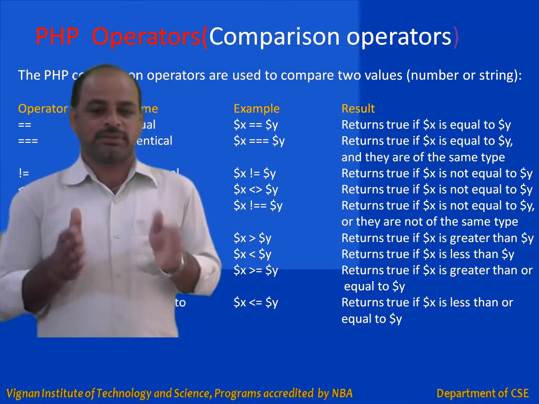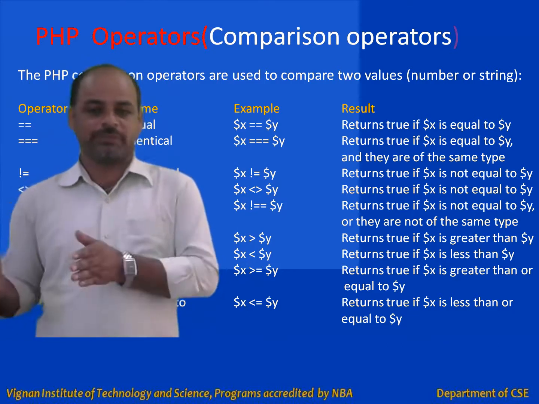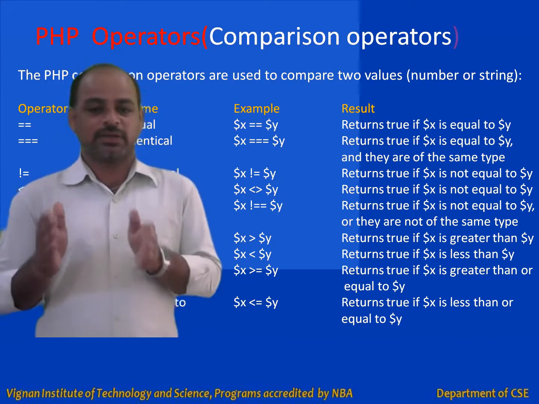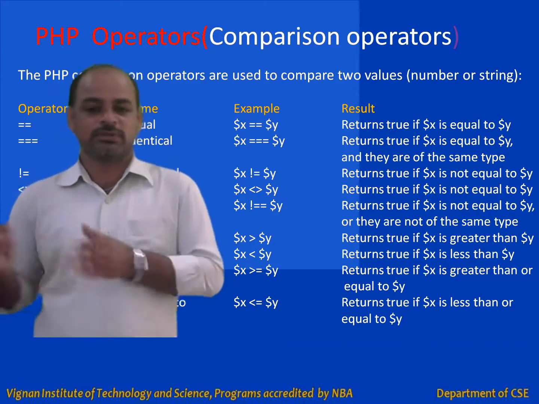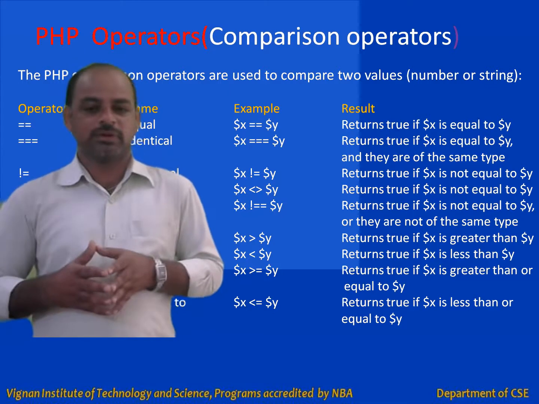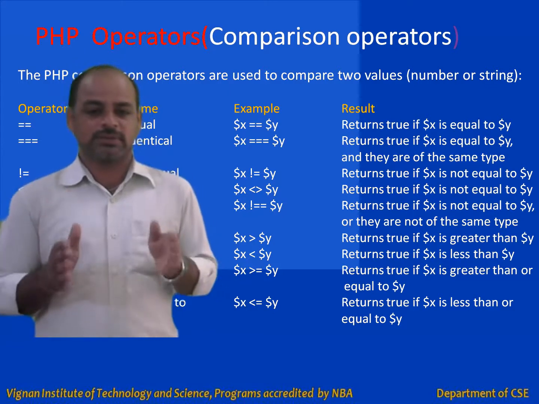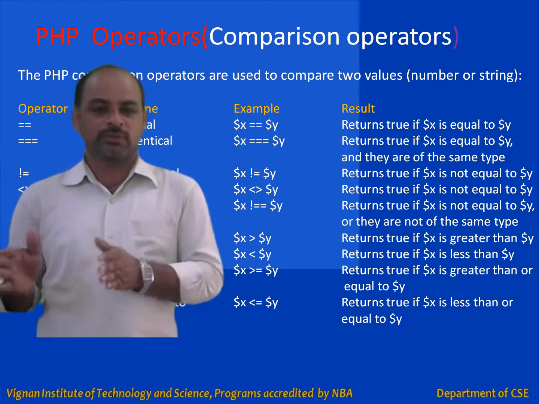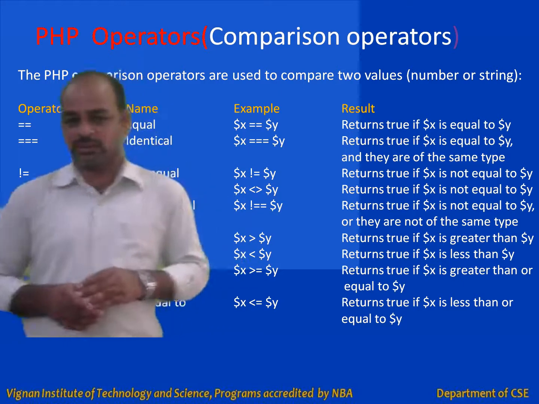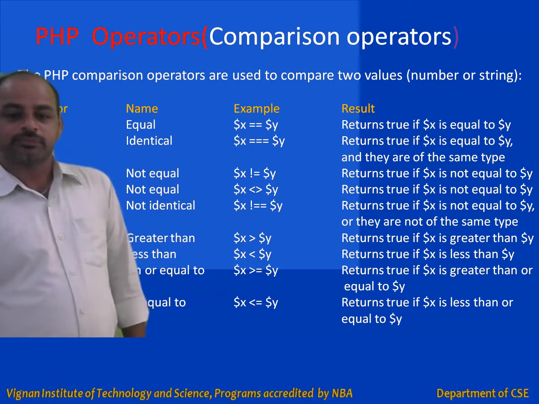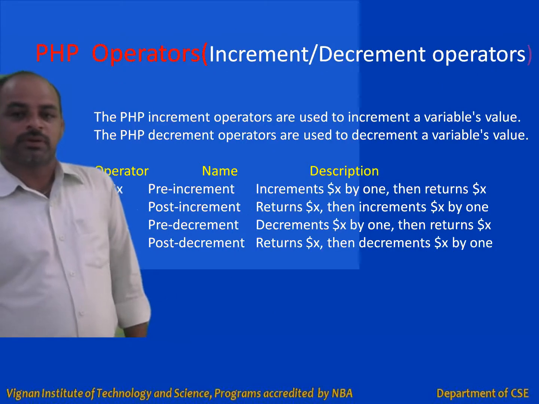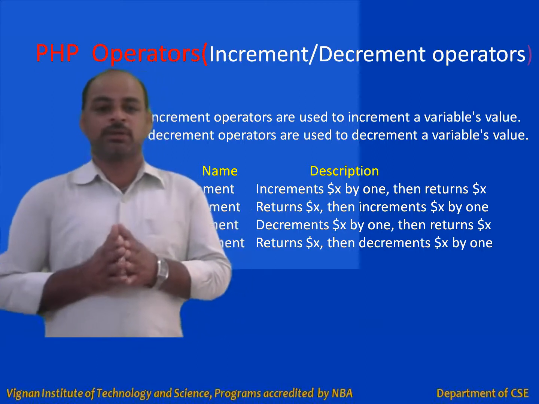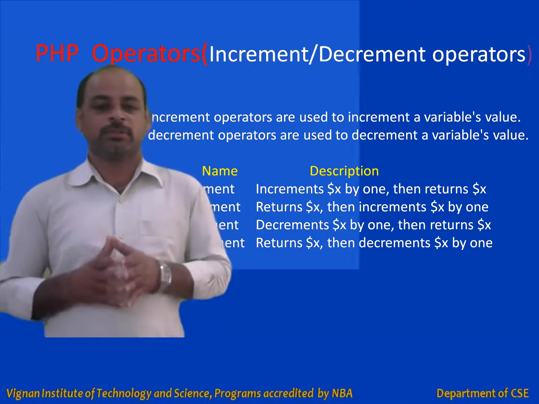Similarly, x is greater than or equal to y. Compare x and y. If x is greater than or equal to y, then it returns true, otherwise it returns false. Similarly, x is less than or equal to y. Okay, then it returns a Boolean value true, otherwise it returns false. Right? So these are various operators available. Another kind of operator in PHP is increment and decrement operators here.